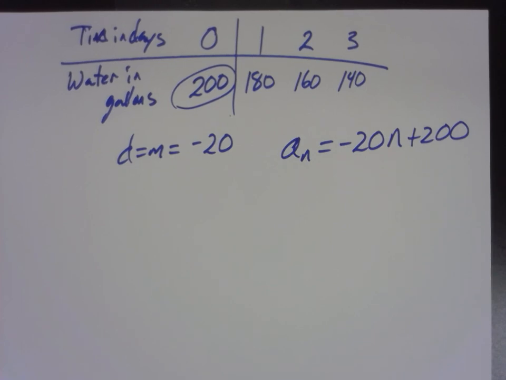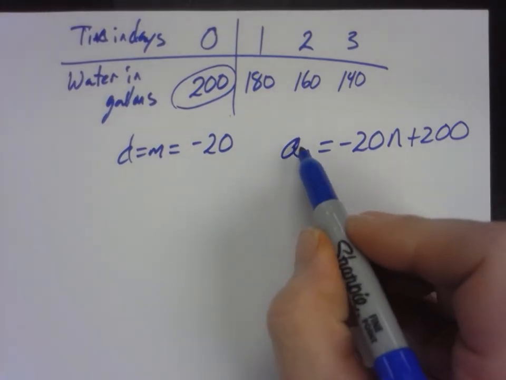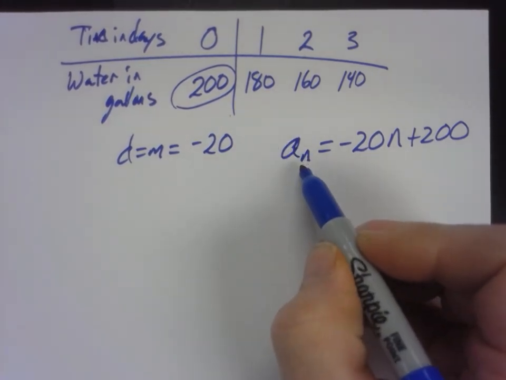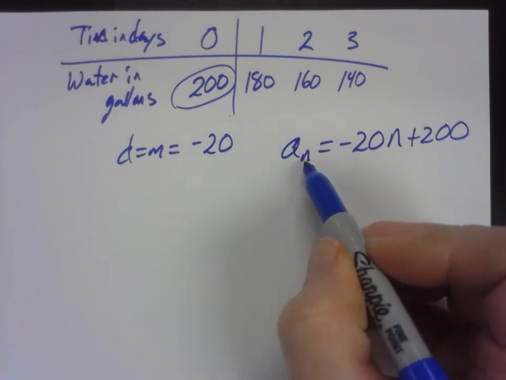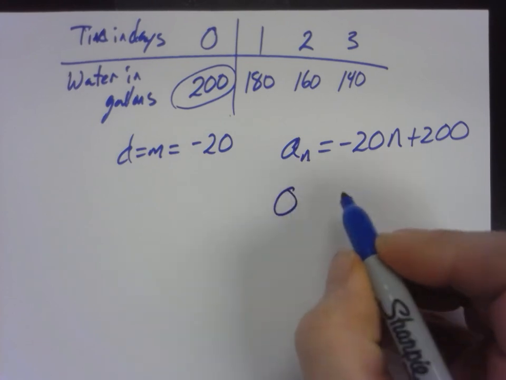Tell when you run out of water. When am I out? When are we going to be down to 0? When is a sub n going to be a 0? How can we find out when a sub n is going to be a 0? Put a 0 in.